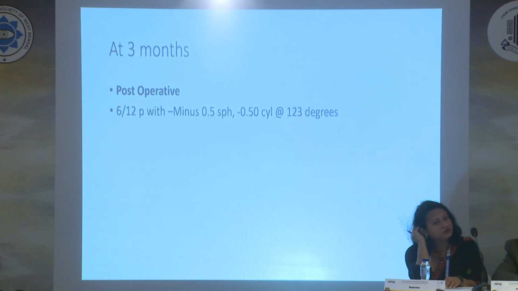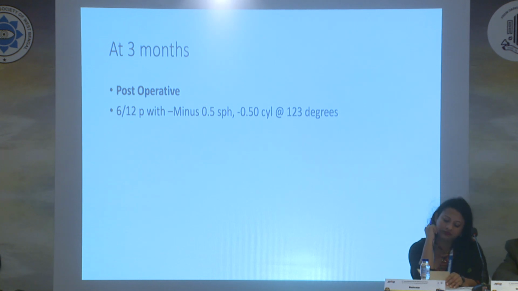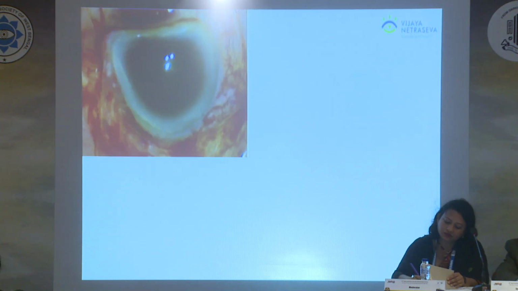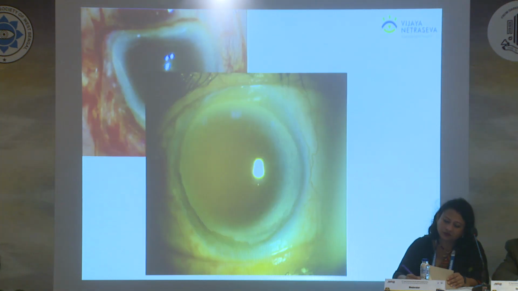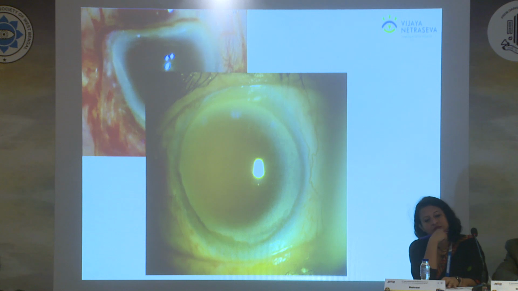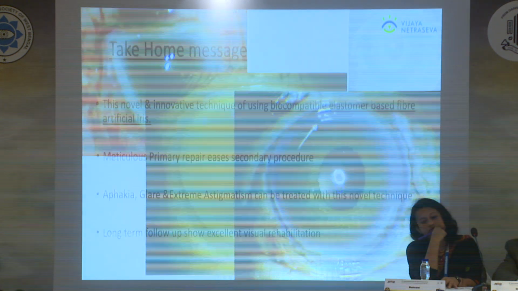At 3 months, the post-operative refraction stabilized with 6/12 parts vision as we had expected, with minus 0.5 sphere and minus 0.5 cylinder at 123 degree. So we can take a patient from a squashed globe to a beautiful visual recovery.